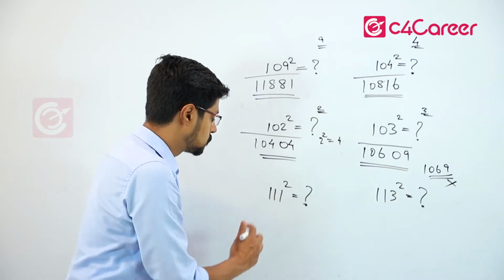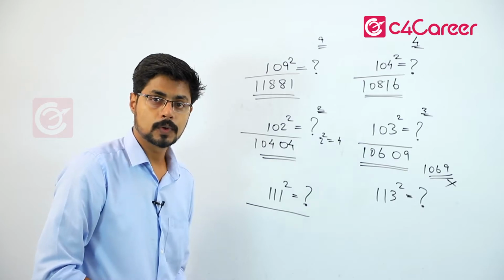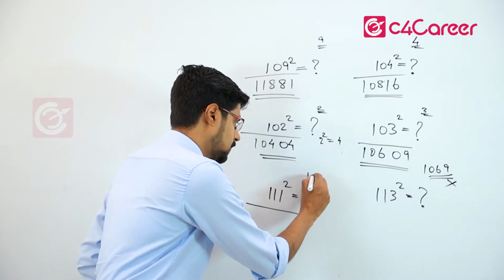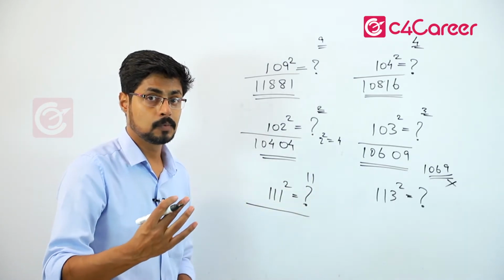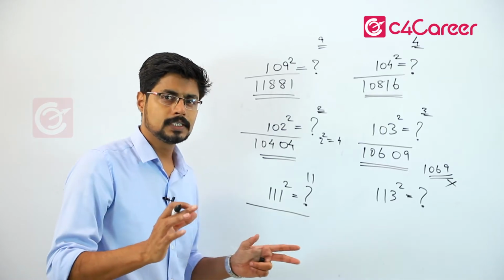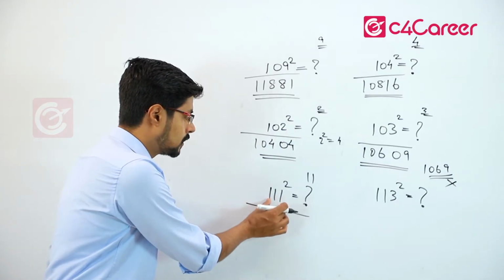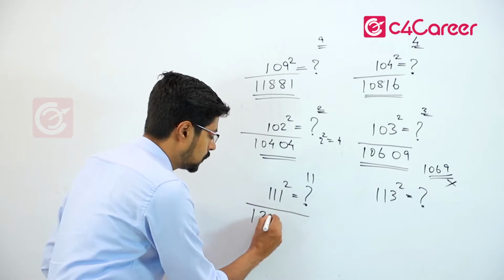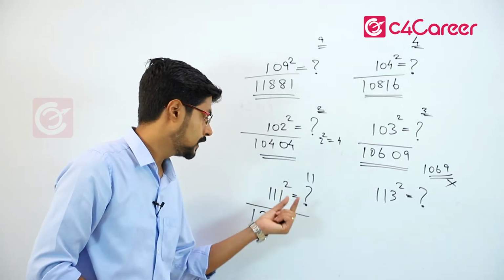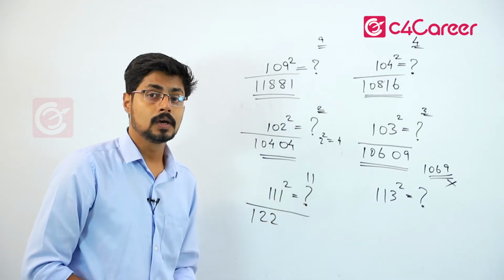Okay. Let's come to this one. 111 square. What is the difference from 100? The difference is going to be 11. So what is the first part? There is no change to the first part. It's always 111 plus 11. What is it? 122. 111 plus 11 is going to be 122.